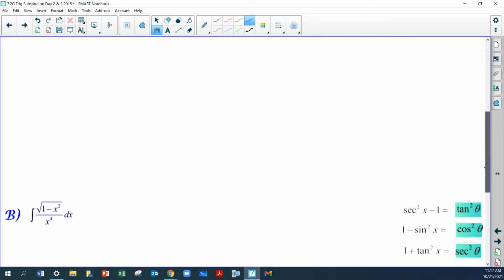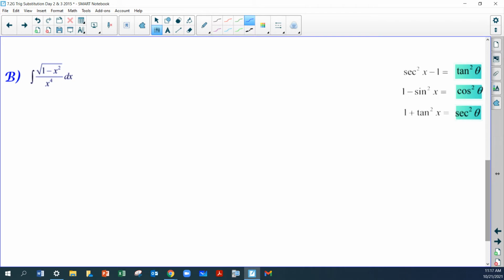All right. So looking at b here. Oh, it's not even in the denominator, is it? But when I look at this pattern, 1 minus x squared, that kind of reminds me of a 1 minus sine squared. And if I could get cosine squared underneath the radical, then I could take the square root of cosine squared and get cosine. I'll also have to be substituting out the x to the 4th. So I really feel like this is our substitution pattern that we're going to want to go after. And it looks like it might be pretty straightforward for us.